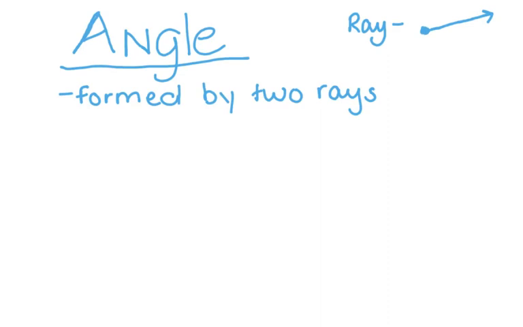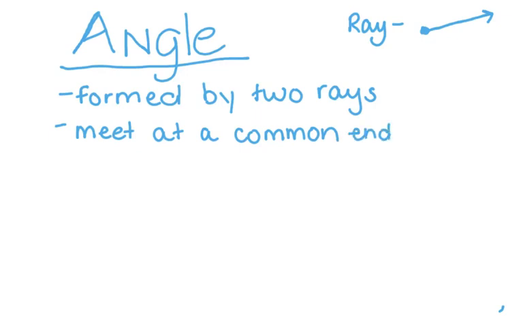So an angle is formed by two rays and they meet at a common endpoint. So I'm going to write that. They meet at a common endpoint. And that common endpoint is a word called a vertex.